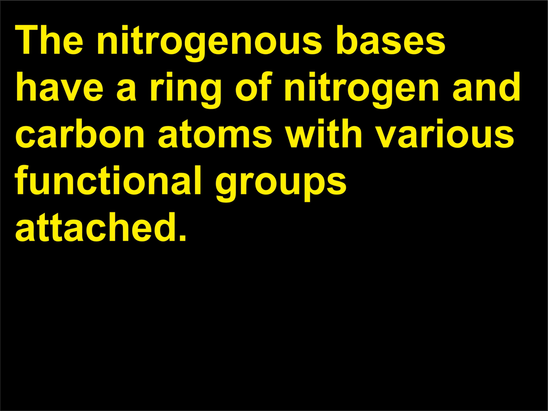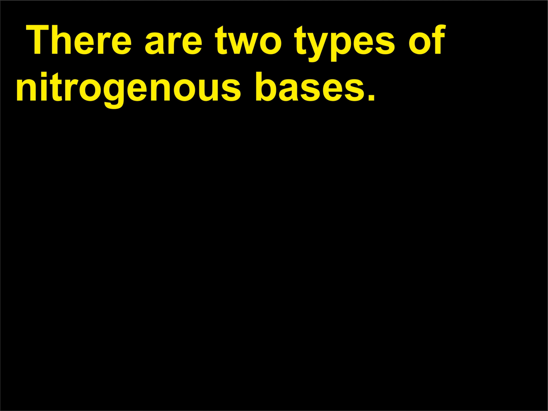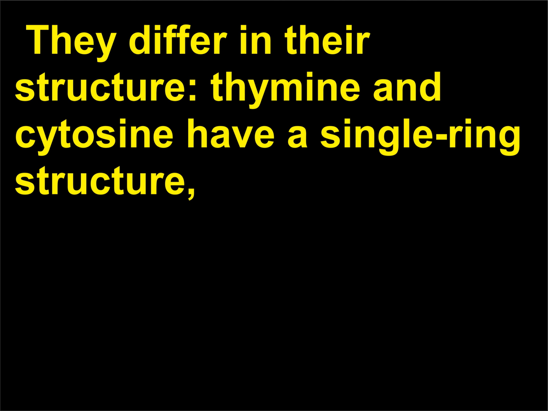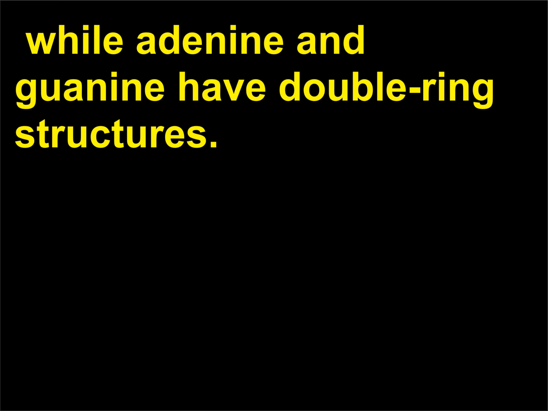The nitrogenous bases have a ring of nitrogen and carbon atoms with various functional groups attached. There are two types of nitrogenous bases. They differ in their structure. Thymine and cytosine have a single ring structure, while adenine and guanine have double ring structures.